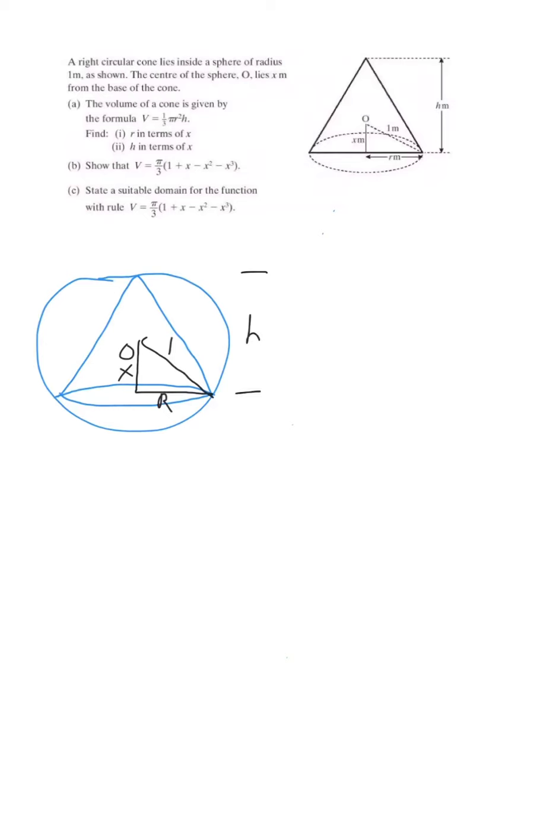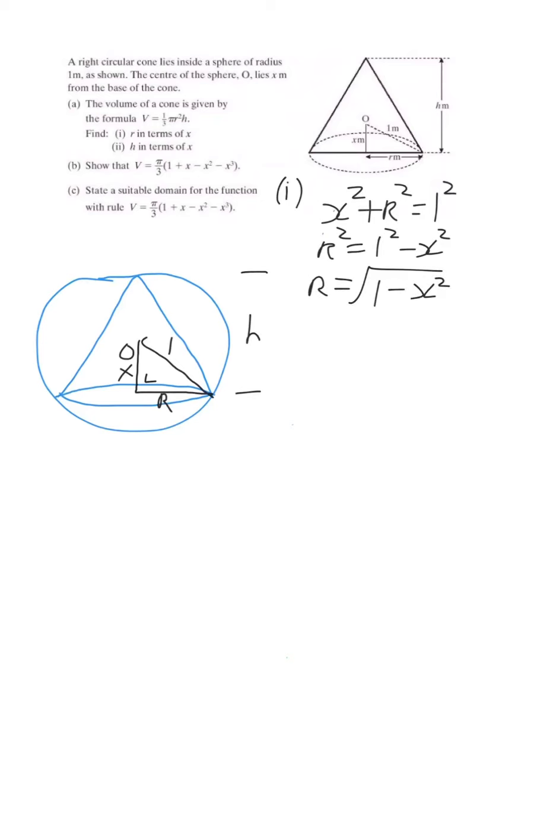So the first part, when we have to write R in terms of x, that's easy enough because that's just going to be a Pythagoras question. So the center here, the right angle there, so we're going to have x squared plus r squared is equal to 1 squared. So then r squared is equal to 1 squared minus x squared. So r then is equal to the square root of 1 minus x squared.